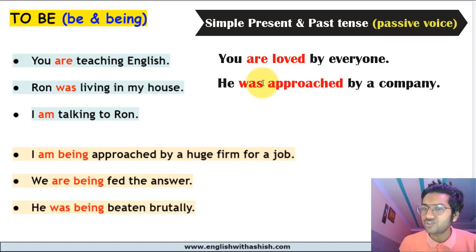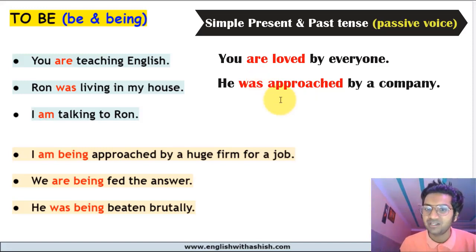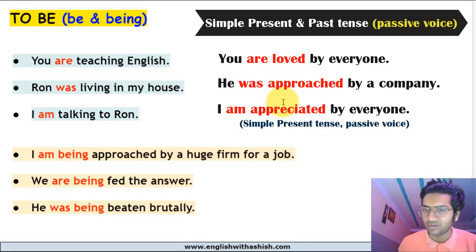He was approached by a company. He was approached by a huge company. Simple past tense, passive voice, right? He was approached by a huge company. Okay, we're focusing on the receiver of the action. I am appreciated by a lot of people. Again, simple present tense, passive voice. Everyone appreciates me, active voice. I am appreciated by everyone.